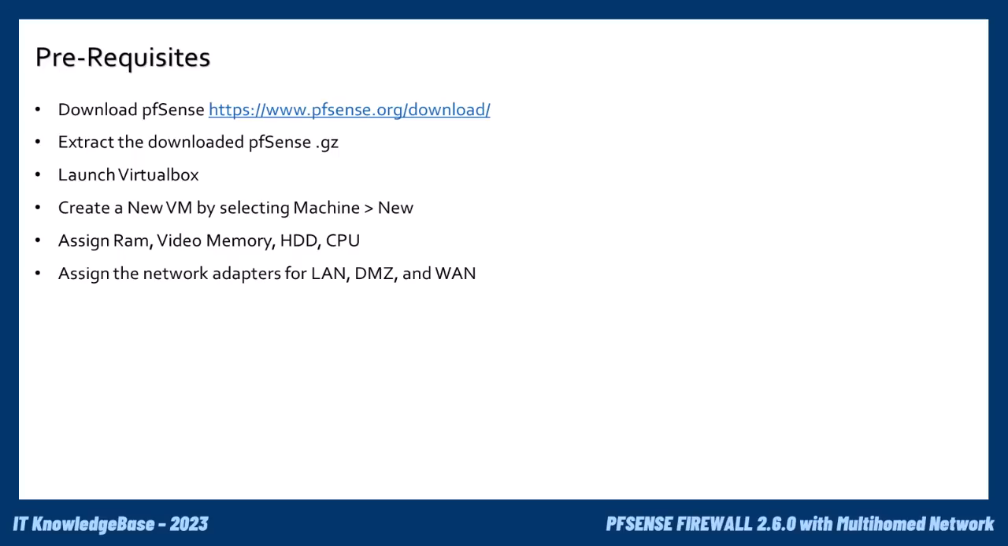First, download the pfSense setup file from their respective website. It comes in the compressed .gz format. In the second step, extract the newly downloaded pfSense .gz setup file into .iso format. You can use WinRAR or 7-Zip to extract it into .iso format. Then launch your hypervisor, whether you are using VirtualBox or VMware. Use whatever suits you best, but I will use VirtualBox here. Create a new VM, assign the RAM, video memory, virtual hard drive, and CPU, etc. Assign the network adapters for LAN, DMZ, and WAN.